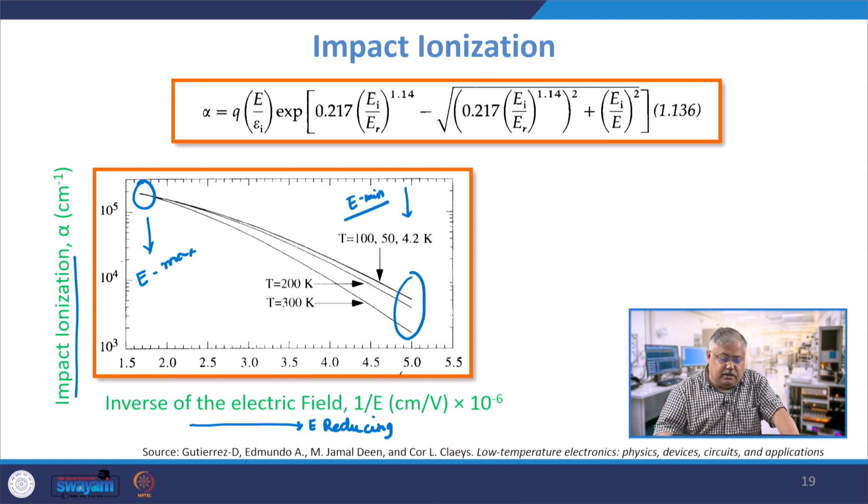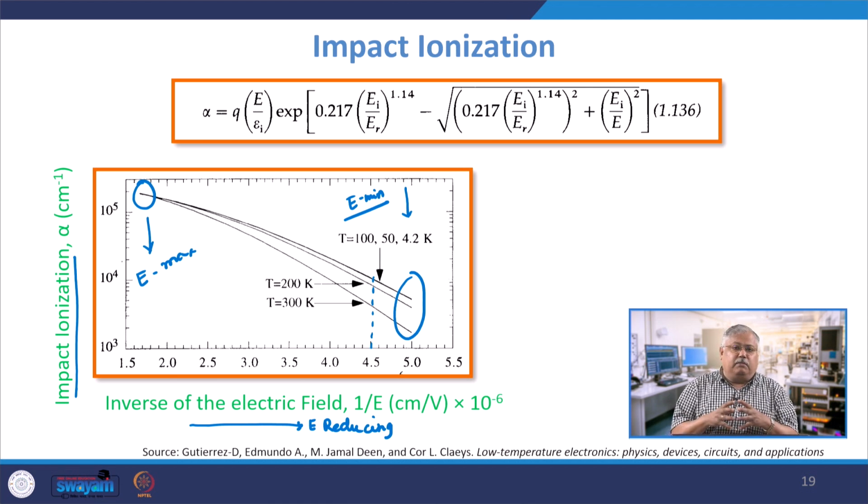What is to be kept in mind is that even at low values of electric field, for small temperature, the alpha value is relatively large. So, alpha at T equals 100 Kelvin is much larger as compared to that at 300 Kelvin, right. And this is because the relative change in the value of the electron hole pair is much larger at lower temperature.